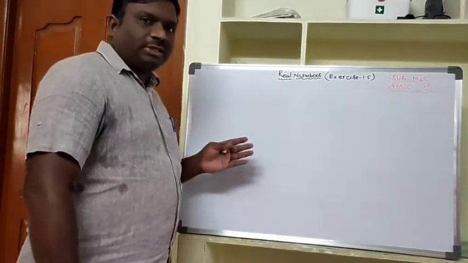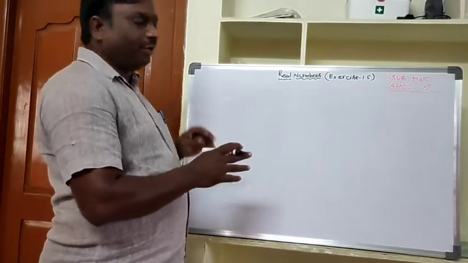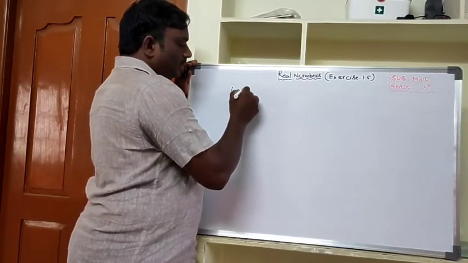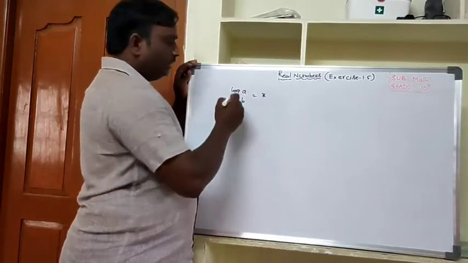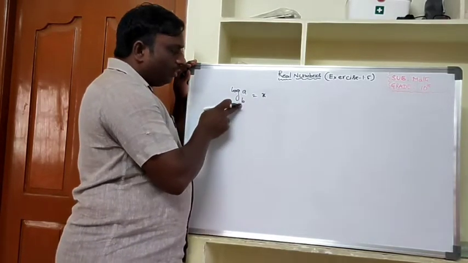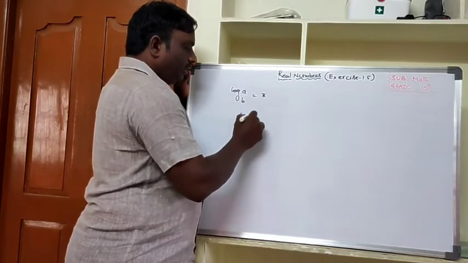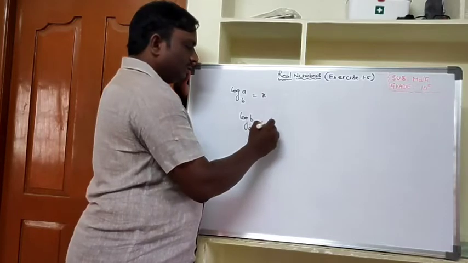And the next one is the interchanging rule, meaning interchanging the base value and log value. That means log a base b equal to x, they are saying. Okay, so I am interchanging the log value and base value: log b base a equals the reciprocal of that x.